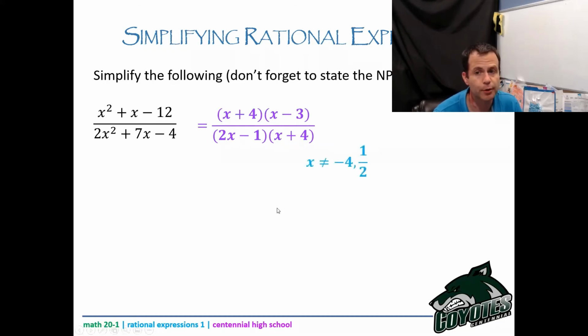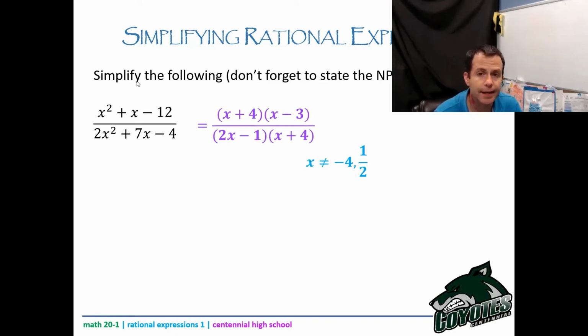I don't care about NPVs on the top. I'm totally okay with zeros on the top, right? That doesn't break any mathematical rules. When you're doing your NPVs, I would like you to get into the habit of going from smallest to largest when you're listing them, okay?